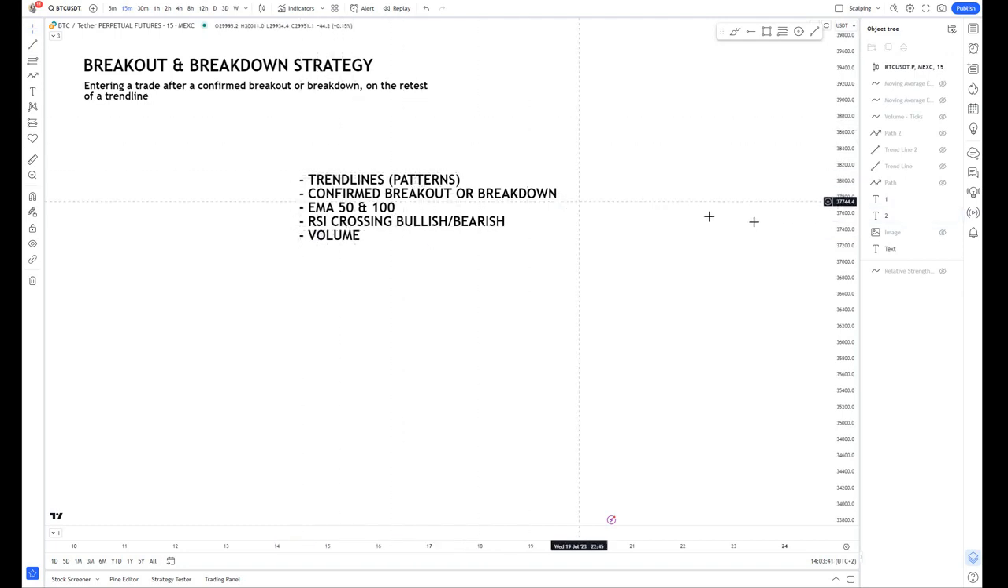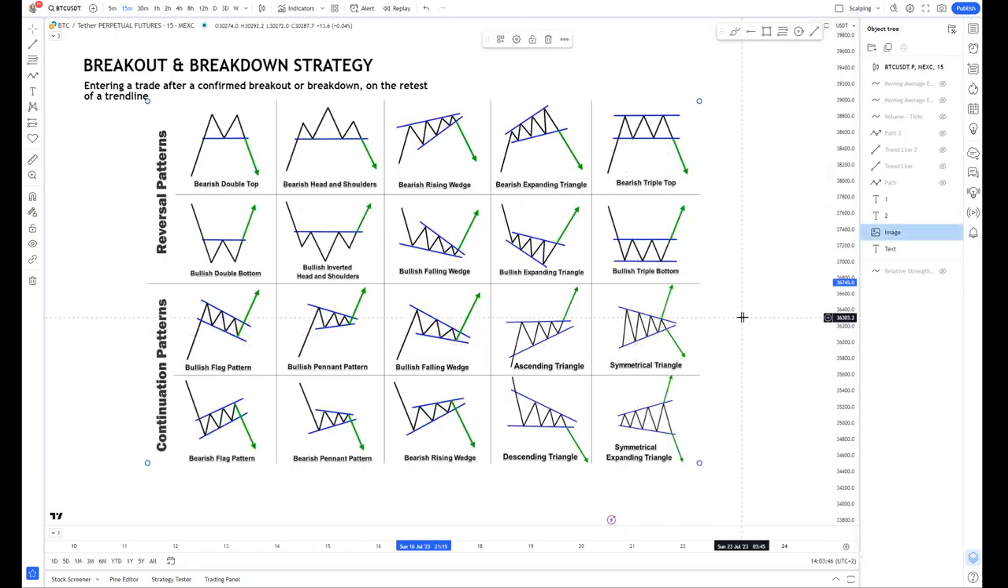So yeah, trend lines, patterns. I think everybody in here knows this sheet where you can see all the kinds of patterns there are. You can use that for looking at patterns on the chart and looking for breakouts or breakdowns from that pattern. But you can also use this strategy just with one trend line, and I will give you guys some examples later on.